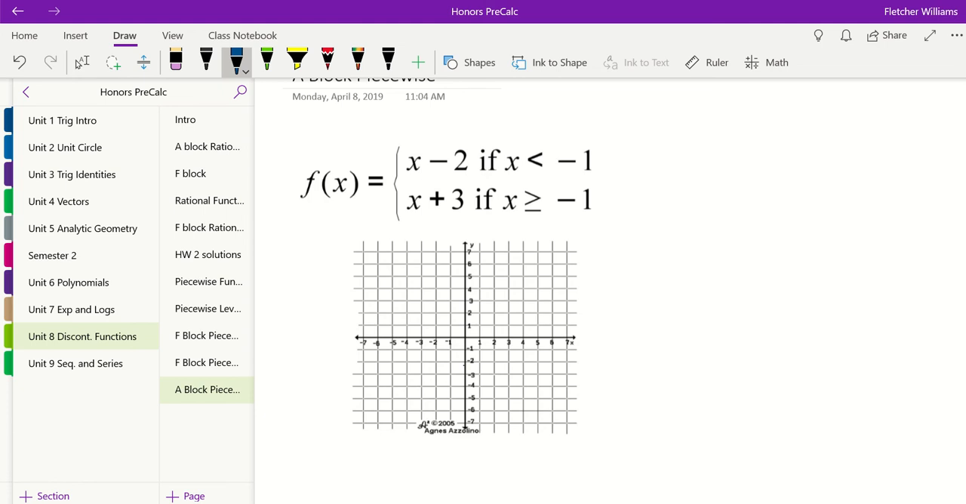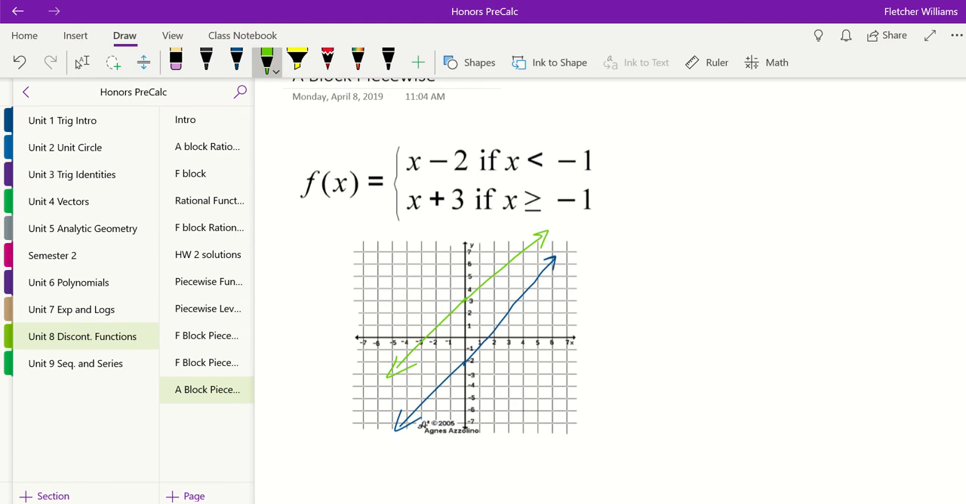Don't draw this, but it'd just be something like that. That would be the line y equals x minus 2. And the line y equals x plus 3 would just be shifted up 3, right? But we only want part of the first one and part of the second one.